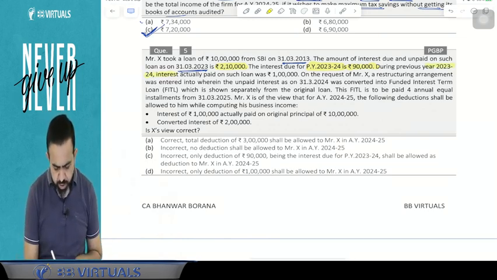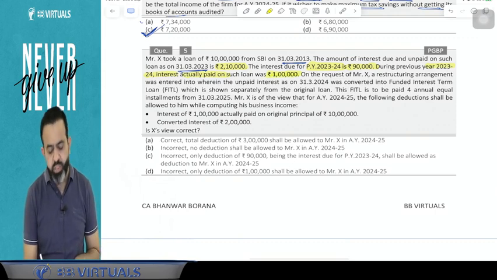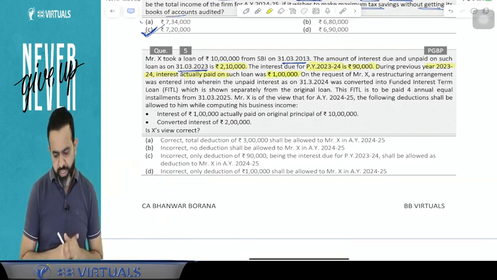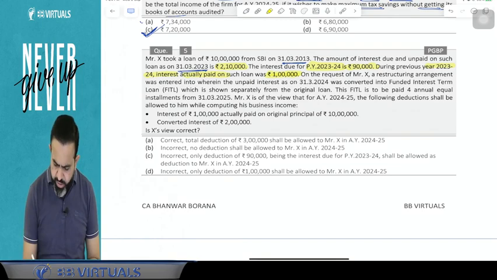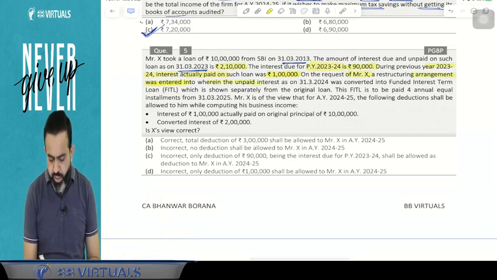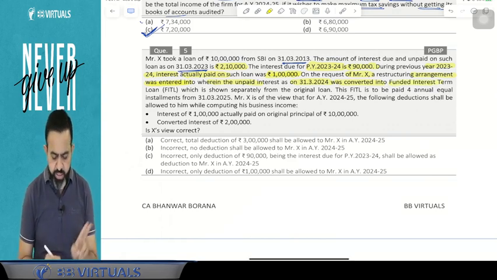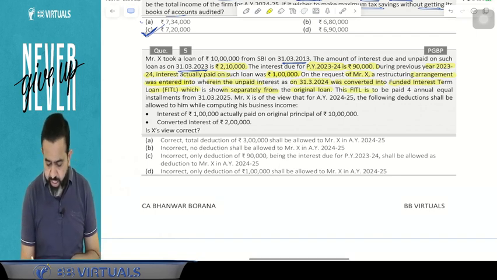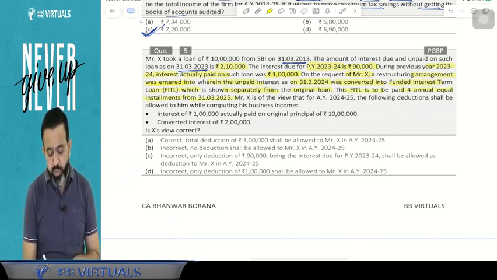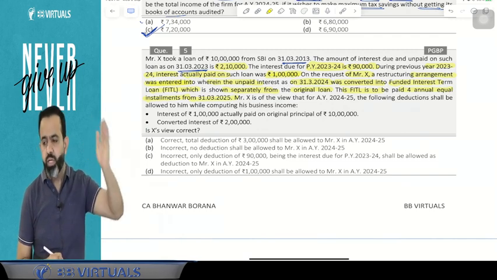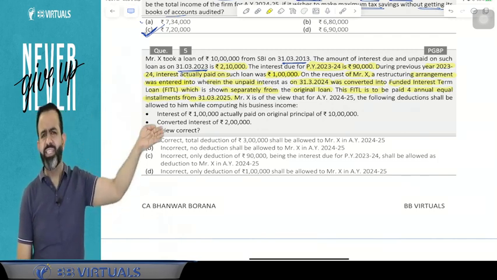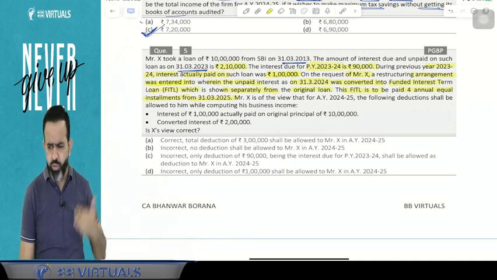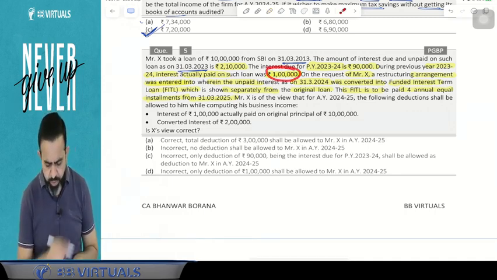During the previous year 23-24, interest actually paid on such loan is 1 lakh. 1 lakh interest is paid in the current year. On the request of Mr. X, a restructuring arrangement was entered into wherein the unpaid interest on 31st March 2024 was converted into a funded interest term loan, which is shown separately from the original loan. The FITL is to be paid in 4 annual equal installments from the next year, from 24-25, starting now from 31st March 2025. So in the current year, only this 1 lakh interest they have paid.